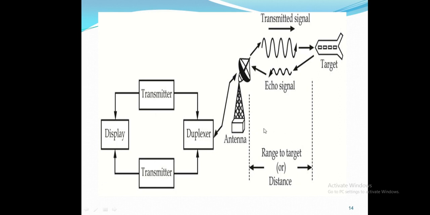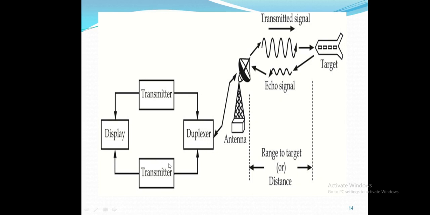Next one is the duplexer. The duplexer is a switch which connects either the transmitter or receiver to the antenna alternatively.